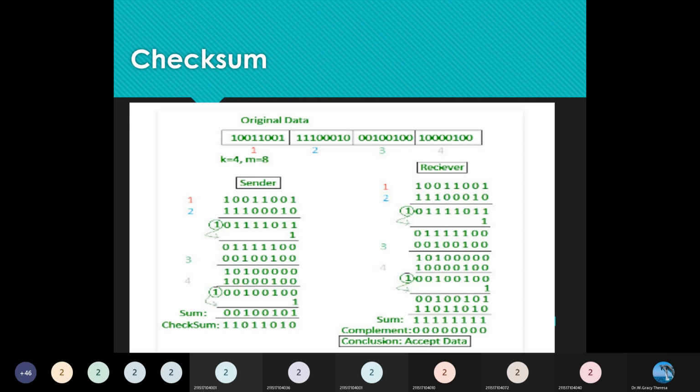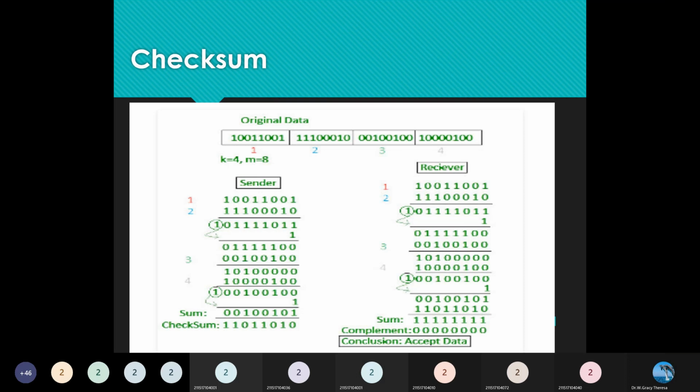So all these four blocks of data are added using ones complement arithmetic addition, and finally we receive a sum. That answer is complemented again, and the complemented answer is called the checksum. That checksum is included along with the blocks of data and sent to the receiver. Here four blocks of data have been sent, and along with the checksum it becomes five blocks of data.